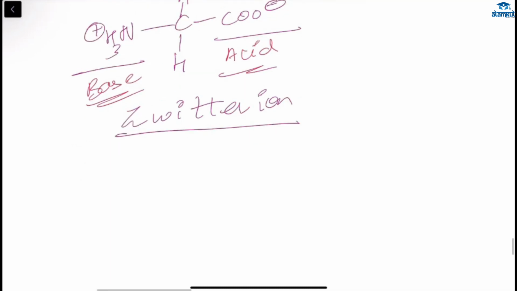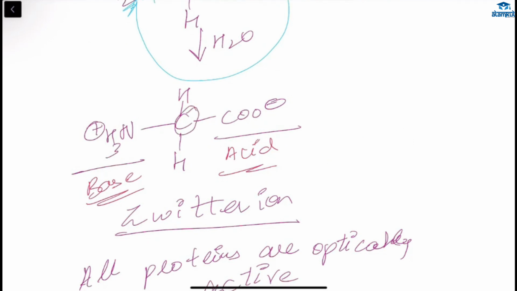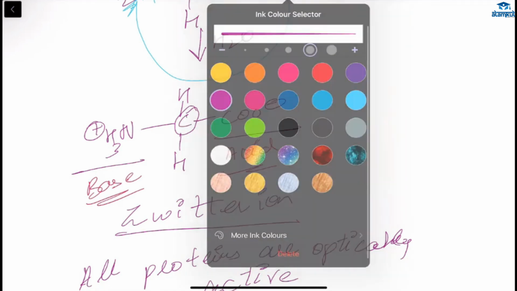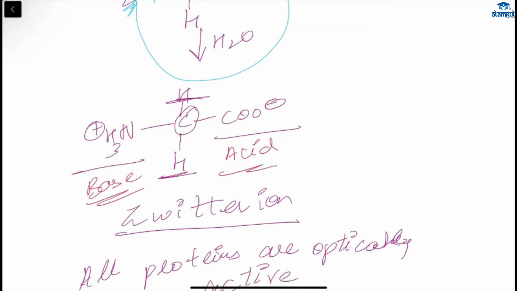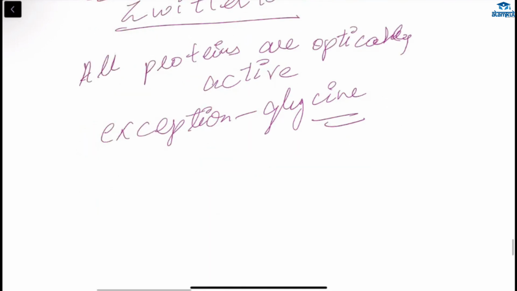Next, all the proteins are optically active. Another important point: all the proteins are optically active. An exception is there. What is the exception? Again, glycine. See, glycine structure. An asymmetric carbon should have 4 different groups, but this glycine structure is having the same hydrogen twice. So this is not asymmetric, and that is why it is optically inactive. Otherwise, all the proteins are optically active. The exception is only glycine.